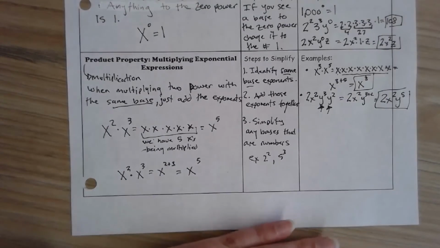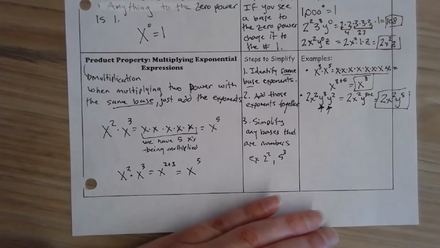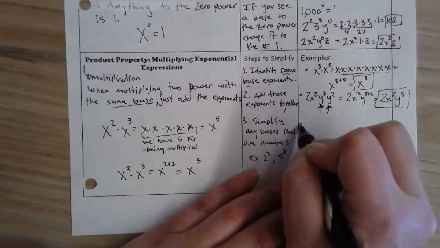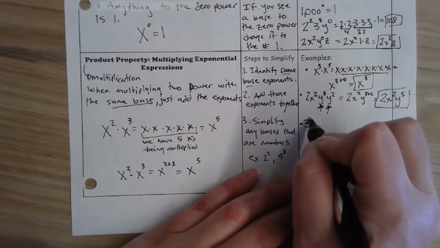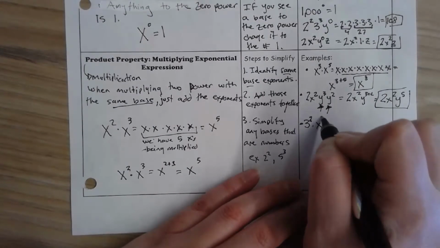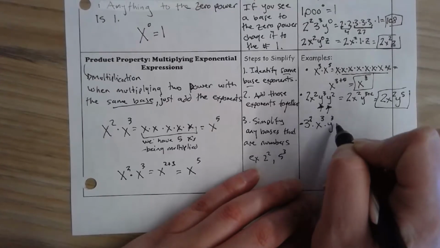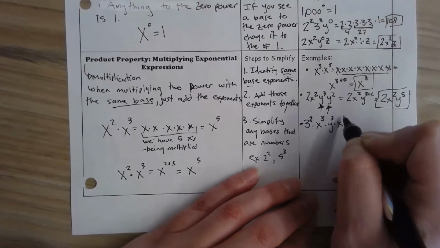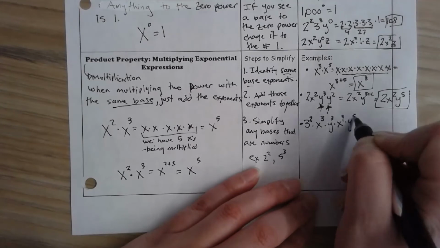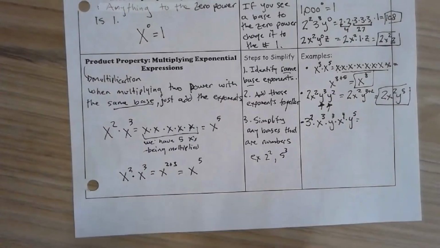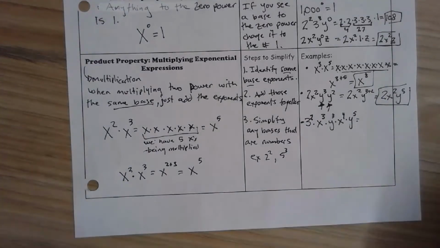Let's do another one. Let's do a little trickier one. Not really, but why not? 3 squared times x cubed times y cubed times x to the 4th times y to the 5th. Okay, I'm going to grab my 2 different colors.